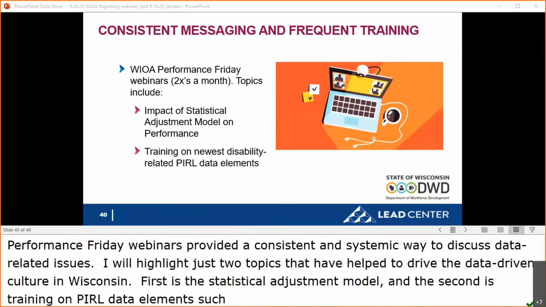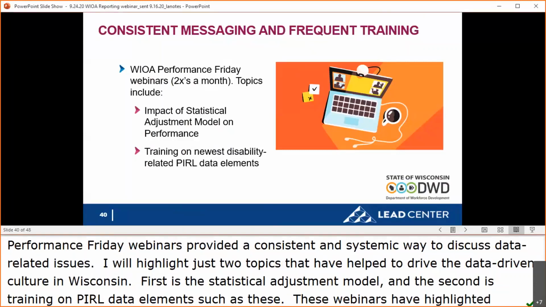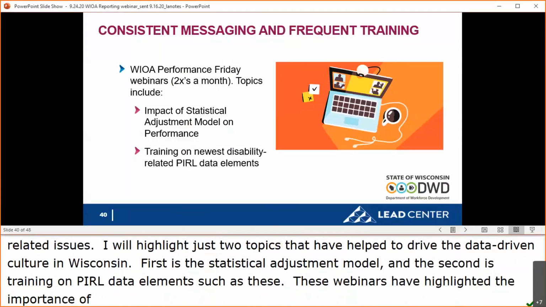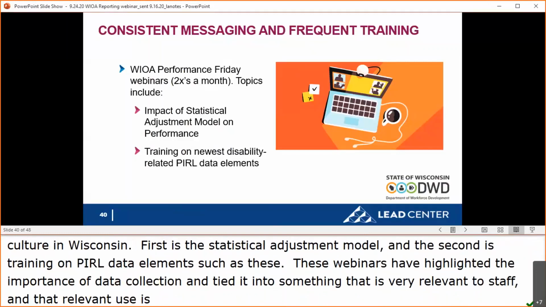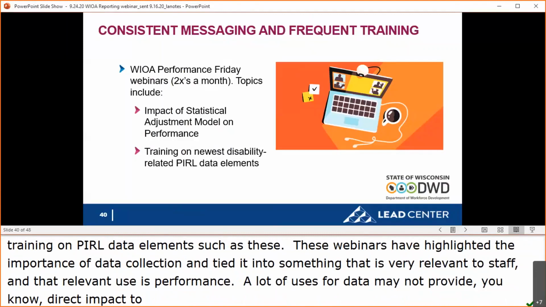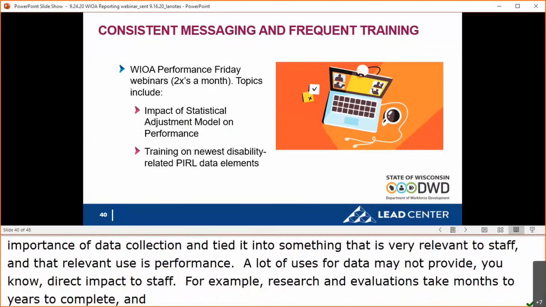These webinars have highlighted the importance of data collection and tied it into something very relevant to staff, and that relevant use is performance. A lot of uses for data may not provide direct impact to staff. For example, research and evaluations take months to years to complete, and the results often never get down to staff, or they're in an article and they may or may not have the time to read those.